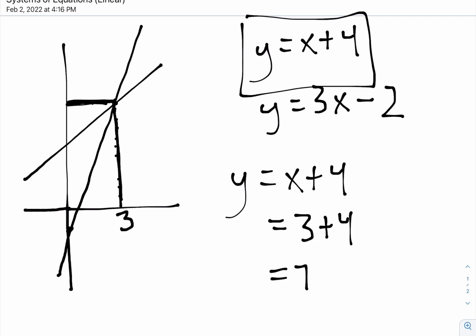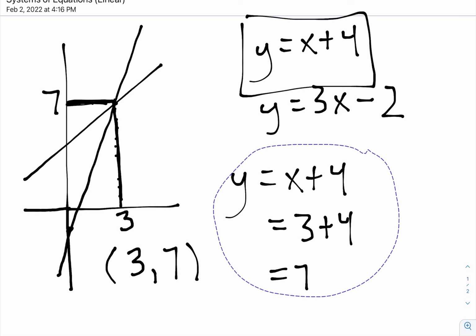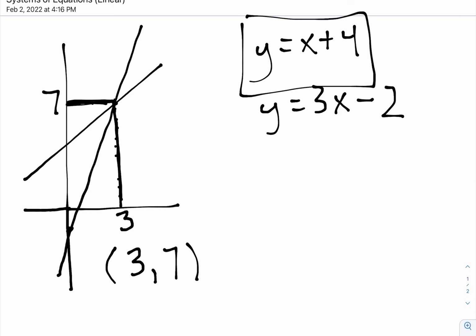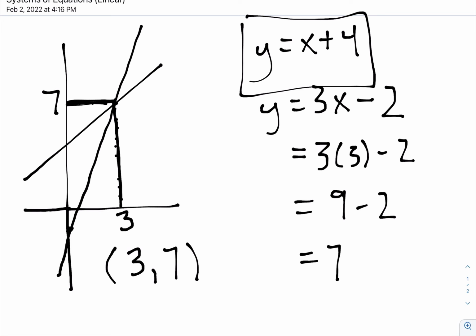Equals 7. Okay, so this value right here is going to be 7. So the point of intersection for these two lines is going to be 3 and 7. And just to prove it doesn't matter which equation you use, we can use this second one right here. So we know y equals 3x minus 2. What is x? Well, x is 3. So we get 3 times 3. What's that? That's 9 minus 2, right? And that is also 7.